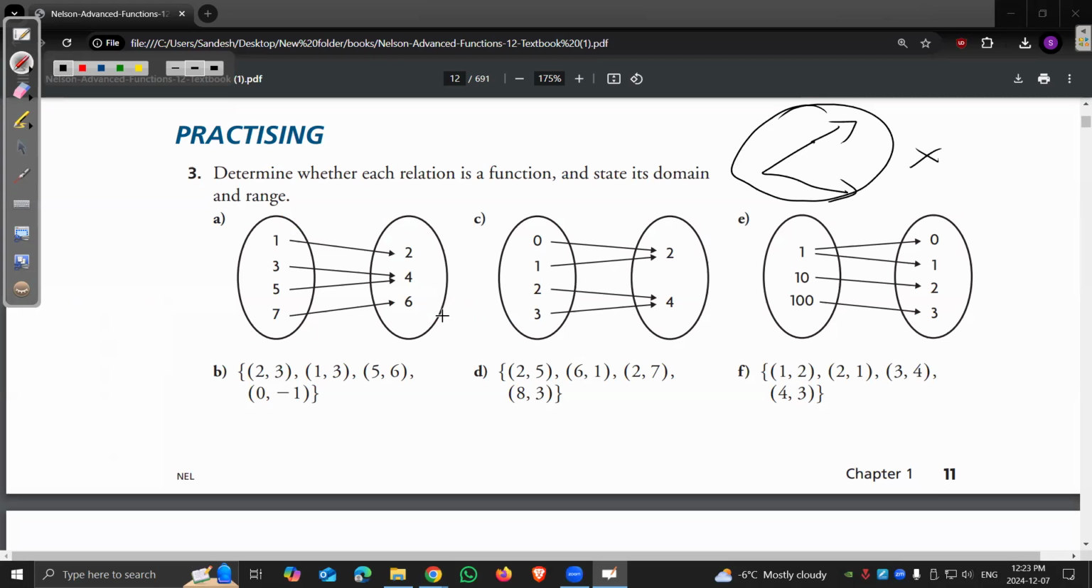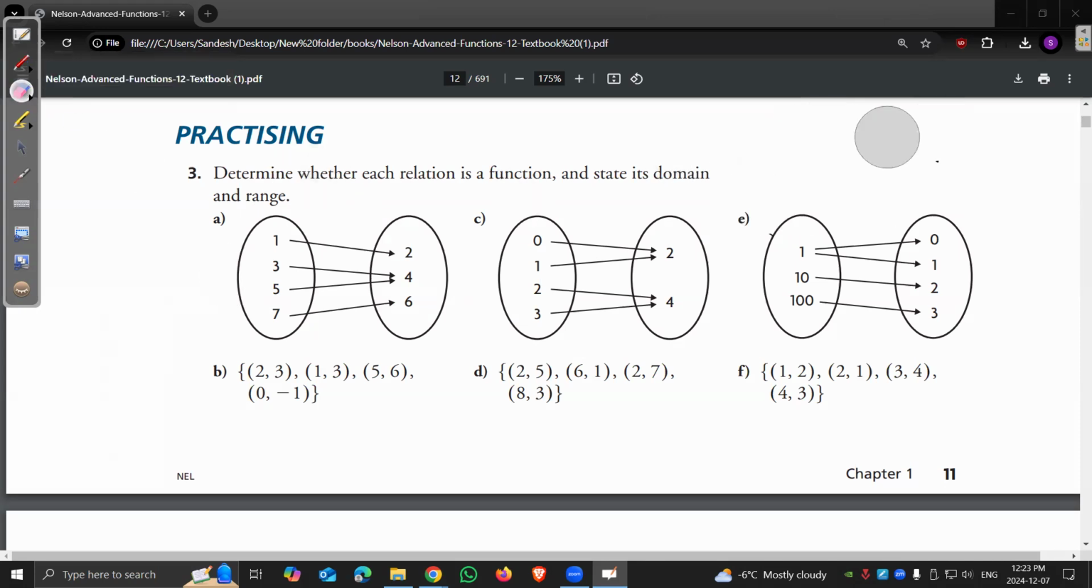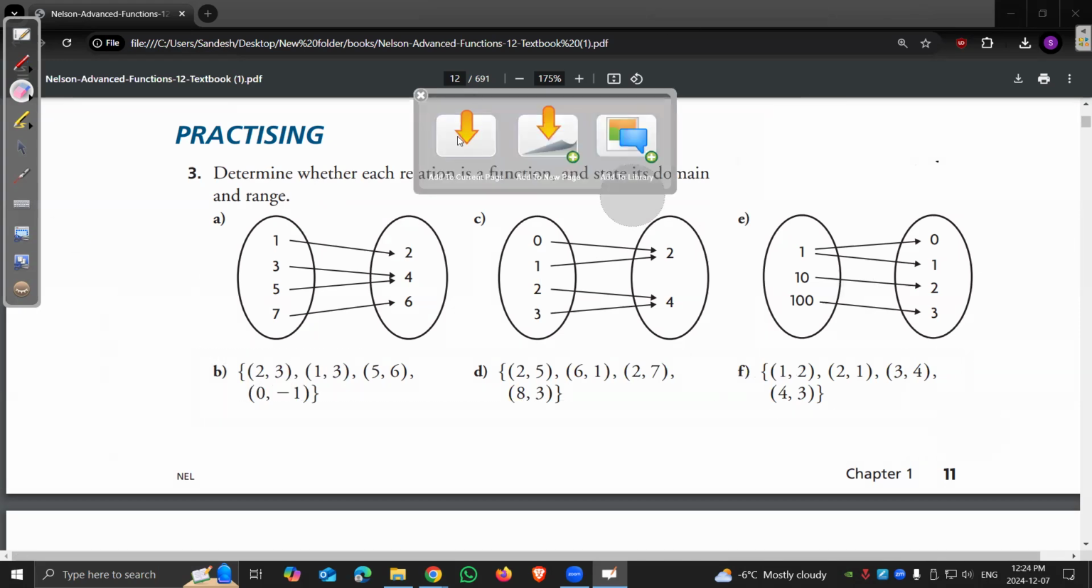Is A a function? Yes. What about B? Yes. What about C? No. Okay, yes, I mislabeled them, but this is good. So easy as that, right? But B, D, and F are a little bit trickier, but the same principle applies.